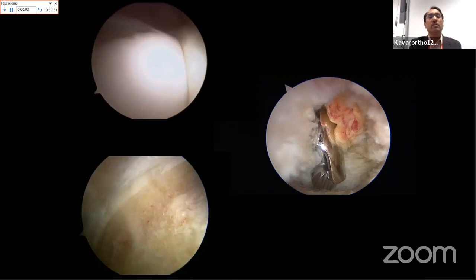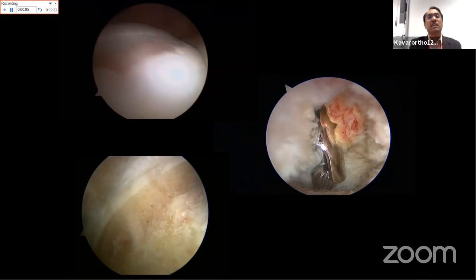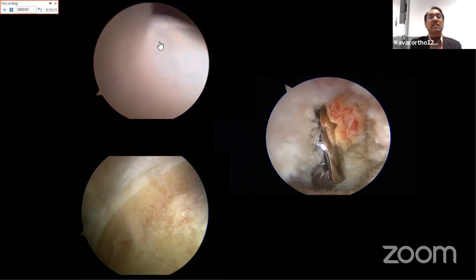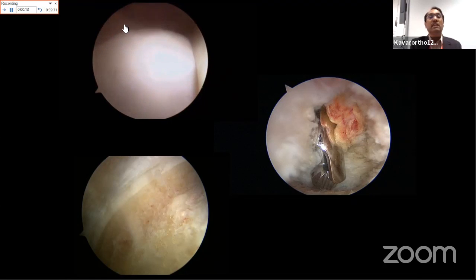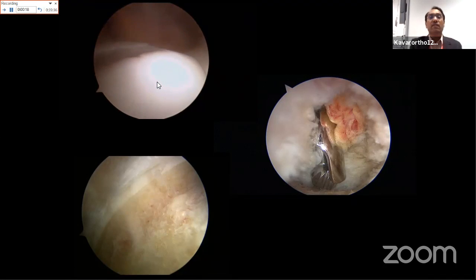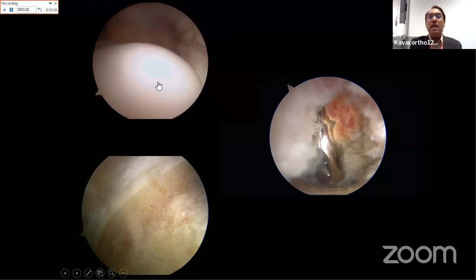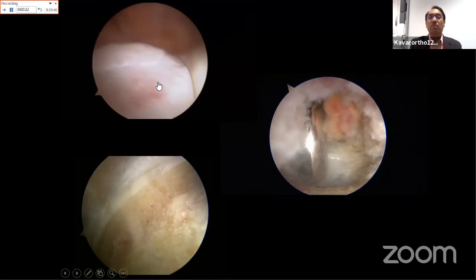So in the top left video, you can see the dynamic assessment. This is the cam lesion. You can see the convex projection here. That is the normal femoral neck junction. You take the hip through flexion and rotation and map the area of the cam lesion.